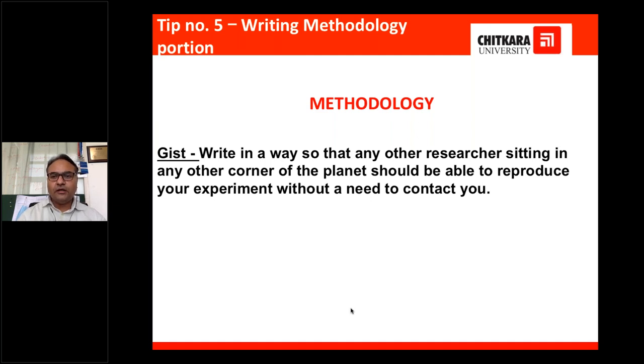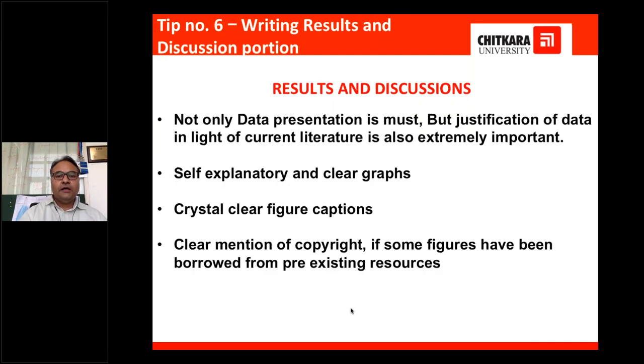So whatever you have done, however you have done, everything should be mentioned in the methodology, whether it's a scientific technique or the name of the equipment, whatever you used. So everything should be highlighted. That's what the methodology is all about. So it's tip number five. Tip number six is results and discussion.